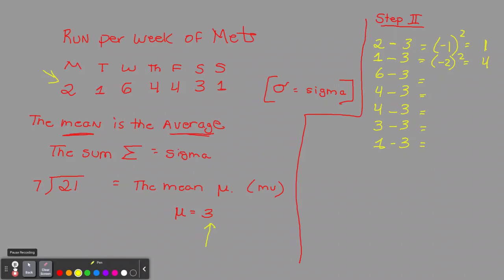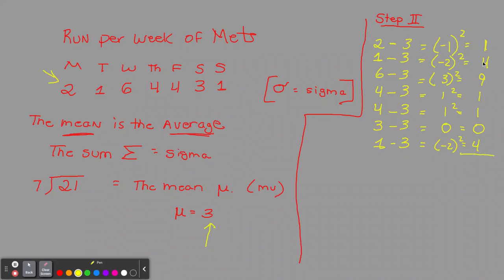So if you keep going down the list, why don't you try that? Pause the video, see what you get. Well, anyway, 6 minus 3 is 3, and 3 squared is 9. So 4 minus 3 is 1. 1 squared is 1. We have it again over here. 3 minus 3 is 0, so we just have a 0 there. And here we have our -2, and -2 squared is 4.